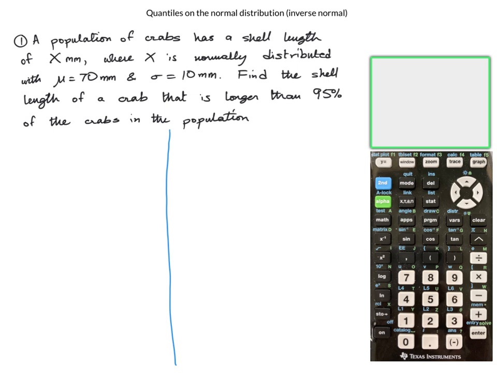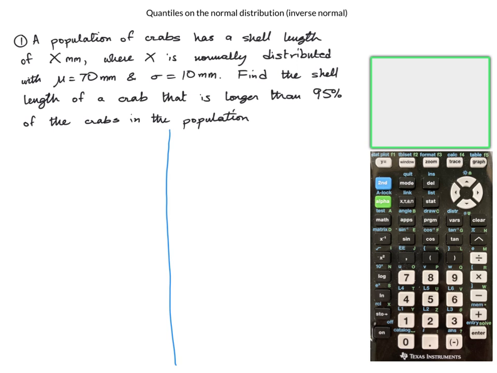So in this example, a population of crabs has a shell length of x millimeters. X is now the random variable, where x is normally distributed with mu equals 70 and sigma equals 10. Find the shell length of a crab that is longer than 95% of the crabs in the population. So this is a particularly long crab. 95% of the crabs are shorter than this crab.